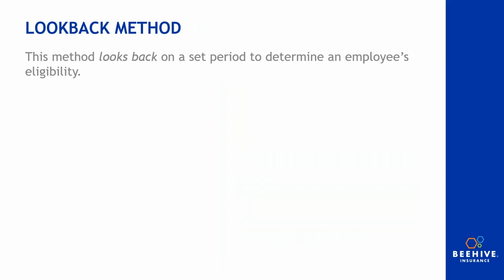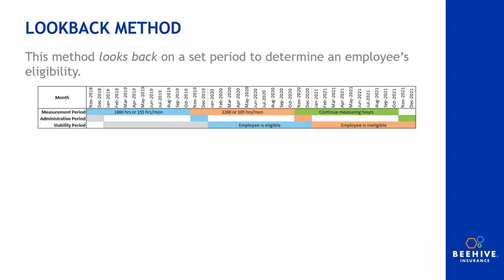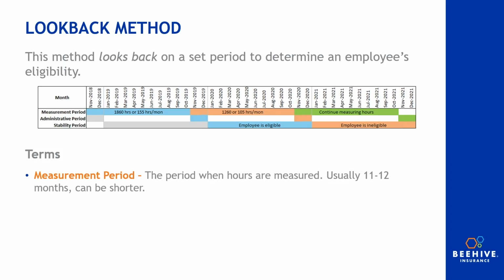So the other method is the look-back method. This method very literally looks back on a set period of time to determine an employee's eligibility. We can represent this by this chart or table. We will be going in depth, but first let's look at the terms that are labeled on this table. You can see we have dates over quite a few years, and then we also have some different periods labeled on the left. So the first period that we're going to look at is the measurement period.